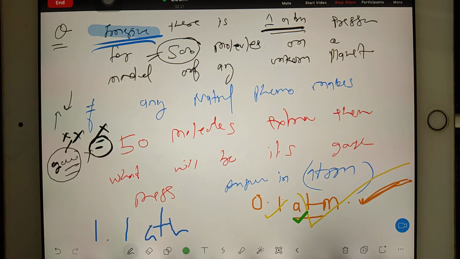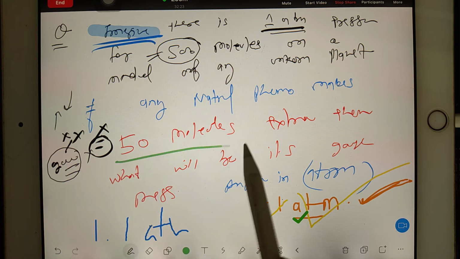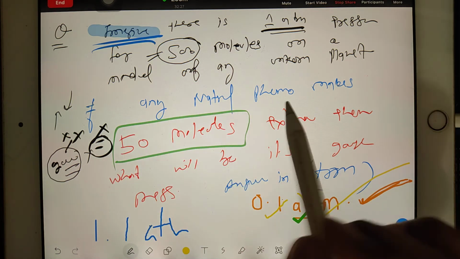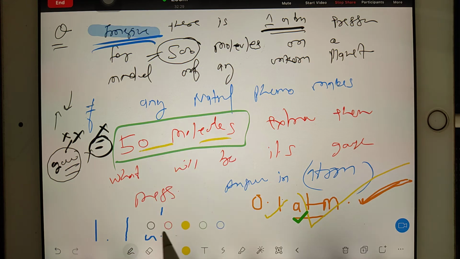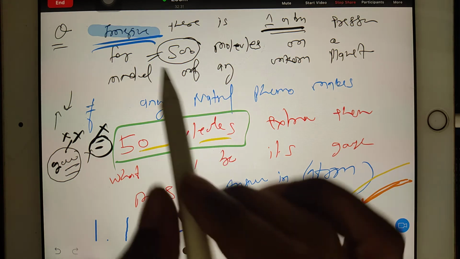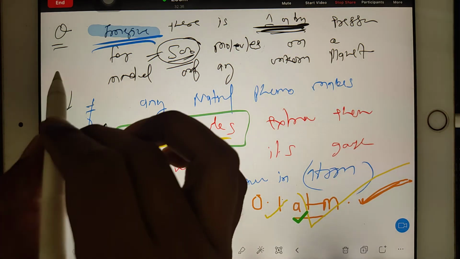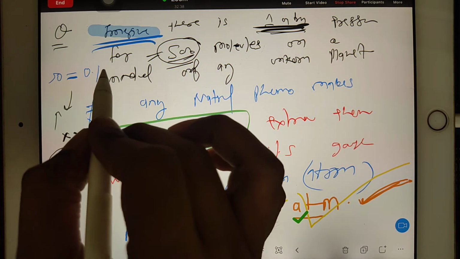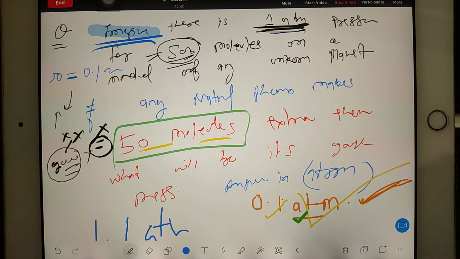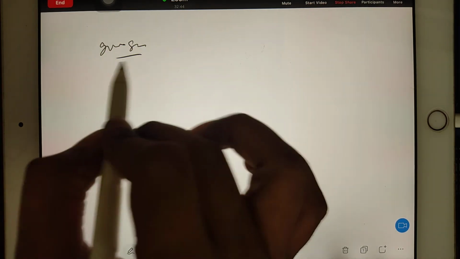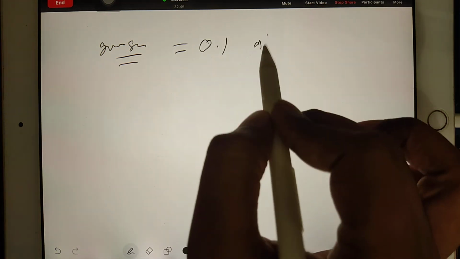So other than 1 atmosphere pressure, 50 molecules are extra, because some physical phenomena is happening. Because we can see 500 molecules are creating 1 atmosphere pressure, then definitely 50 molecules will create 0.1 atmospheric pressure, right? So the gauge reading will be 0.1 atmosphere.